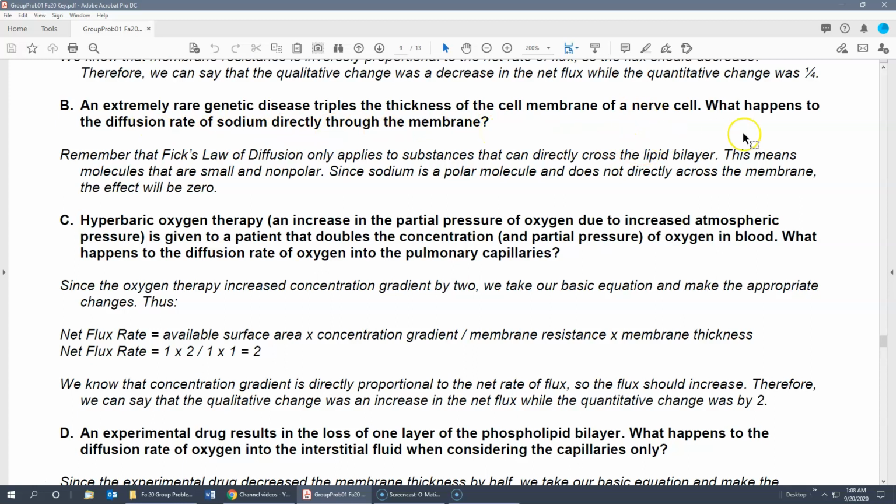Okay. So you should look at this and go, well, sodium, well, wait a minute. You're trying to trick me. Because sodium, while small, is polar. Sodium's going to be Na+, right? It's an ion. And so since it's a polar molecule, it doesn't go through the membrane. So in reality, there is no change in the flux because it can't go across the membrane by itself. So B is so easy, it's hard, if that makes sense.